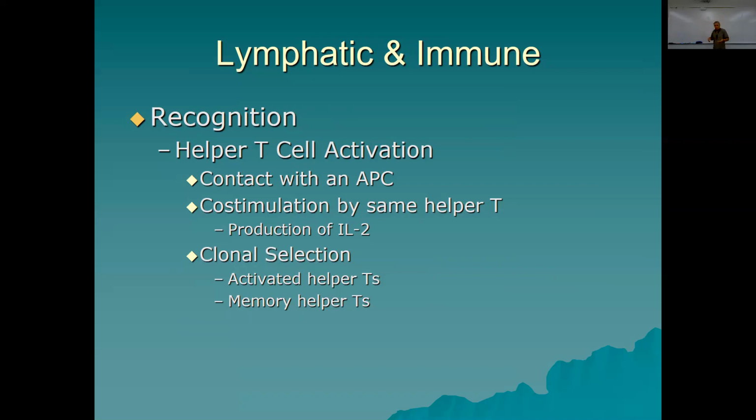After it's activated for the second time, clonal selection happens. And that is, they go through mitosis to make a whole clone of these cells that all have the same receptor to the same foreign protein. And you make activated helper T cells and memory helper T cells that will remember this encounter for long periods of time, hopefully your whole life.